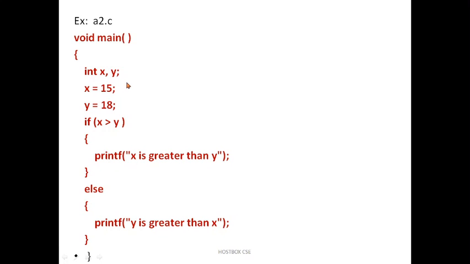So I am writing the program: int x, y, where I am writing x equal to 15 and y is equal to 18, initializing. If x greater than y, what happens? It goes and prints x is greater than y. If the condition is true, it will print only x is greater than y. If the condition is false, what happens? It skips this statement and goes to the else part and prints y is greater than x.